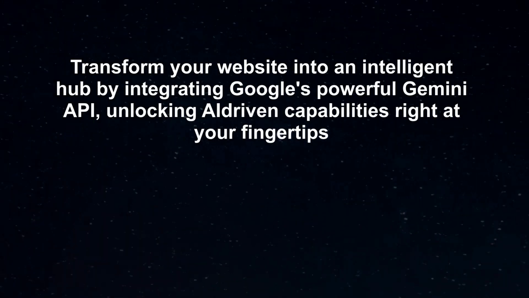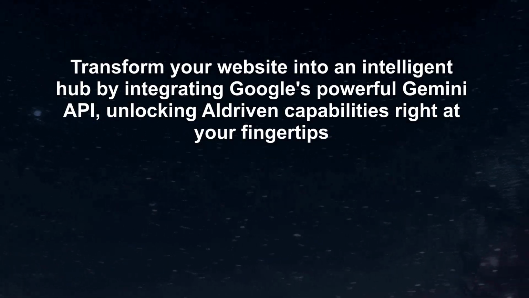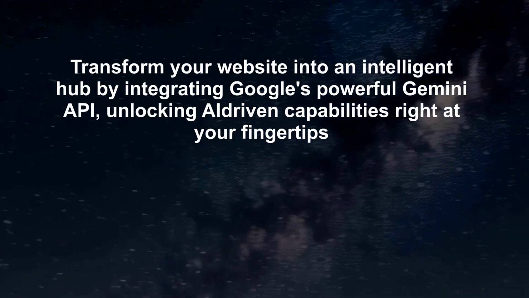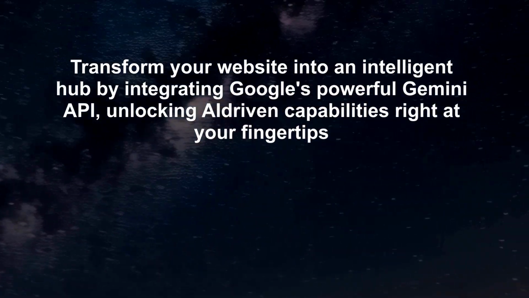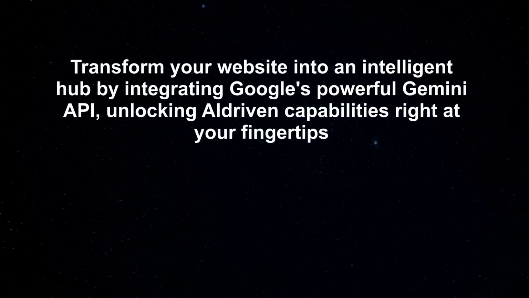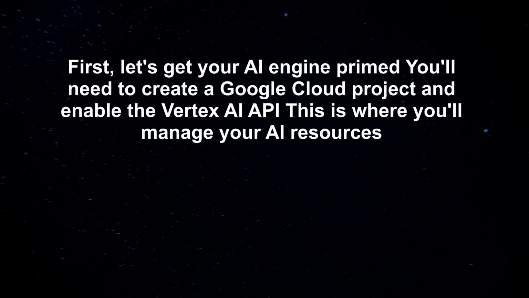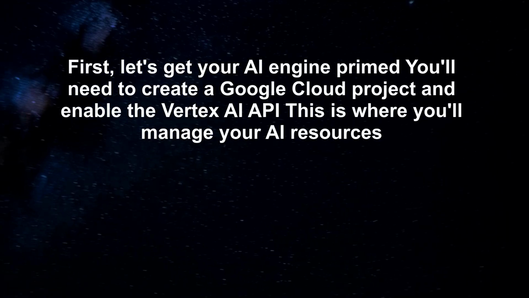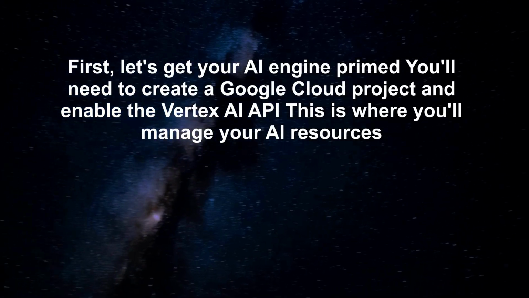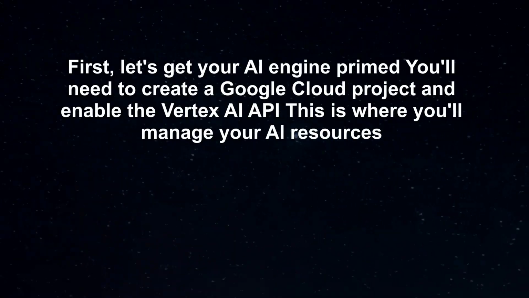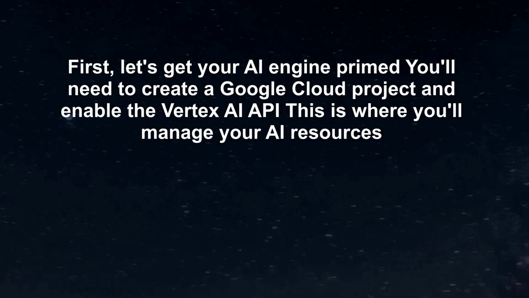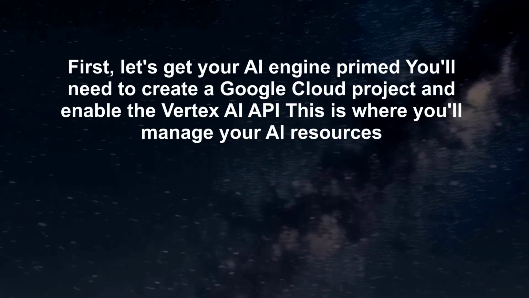Transform your website into an intelligent hub by integrating Google's powerful Gemini API, unlocking AI-driven capabilities right at your fingertips. First, let's get your AI engine primed. You'll need to create a Google Cloud project and enable the Vertex AI API. This is where you'll manage your AI resources.